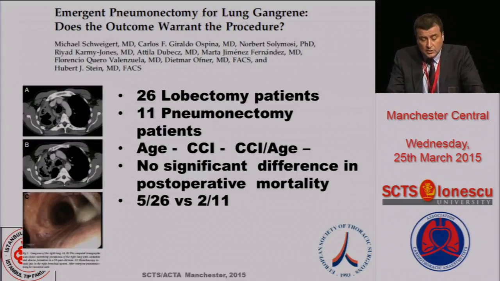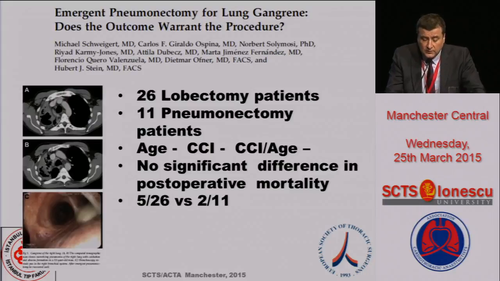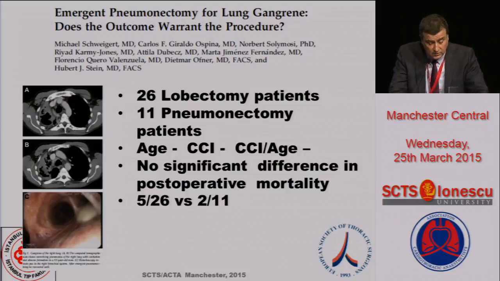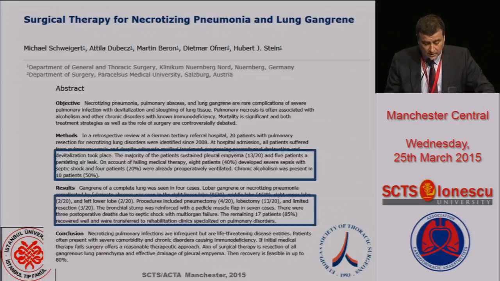Another report which was recently published, in 2014, studies emergent pneumonectomy for lung gangrene, and whether the outcome warrants the procedure. 26 lobectomy patients are compared with the 11 pneumonectomy patients in terms of age and Charlson comorbidity index and combination of them, and no significant difference in postoperative mortality was noticed between the two groups. So pneumonectomy could be an option in the treatment of acute necrotizing pneumonia and lung gangrene.